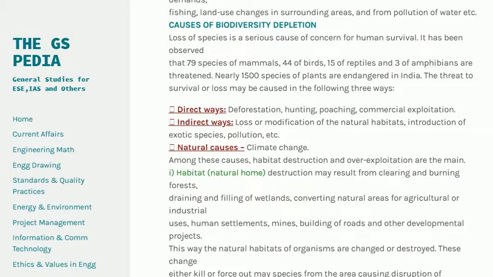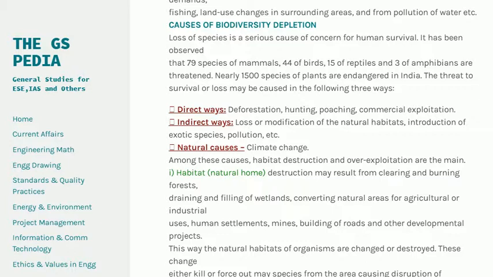Direct ways: deforestation, hunting, poaching, commercial exploitation. Indirect ways: loss or modification of the natural habitats, introduction of exotic species, pollution, etc. Natural causes: climate change. Among these causes, habitat destruction and overexploitation are the main.